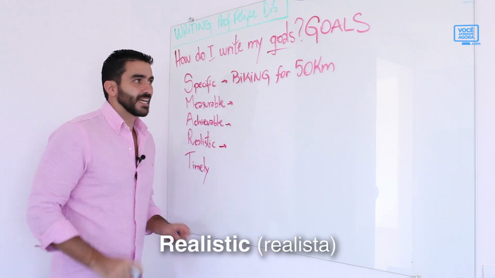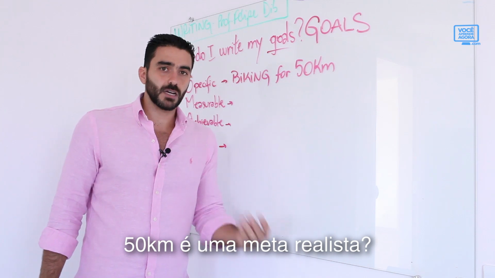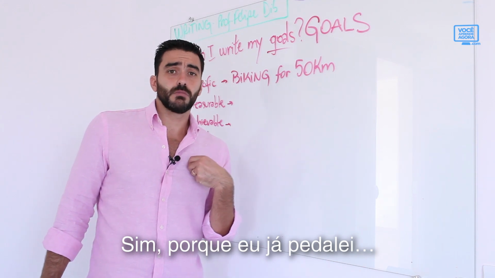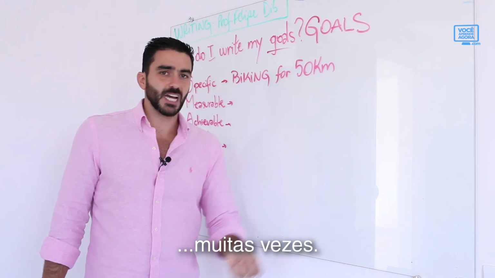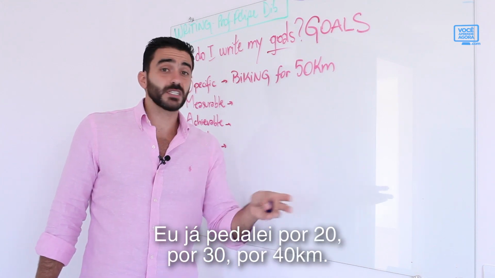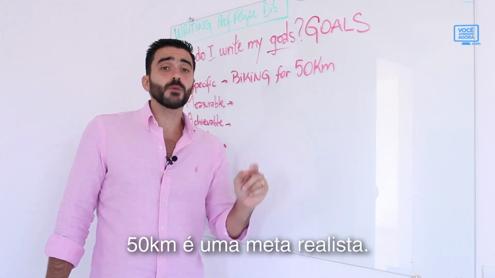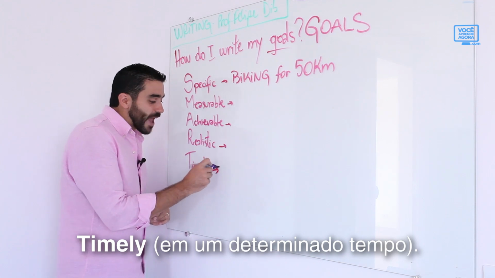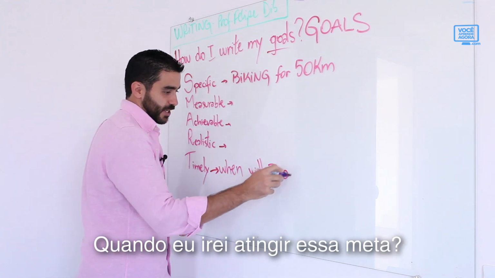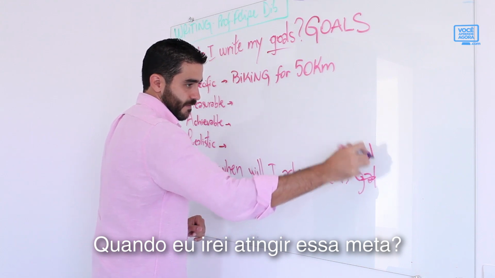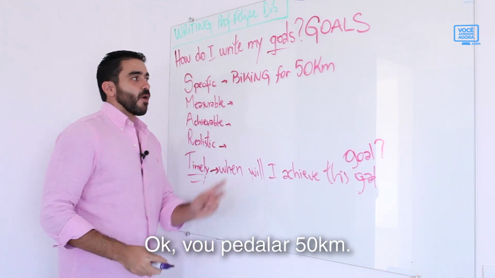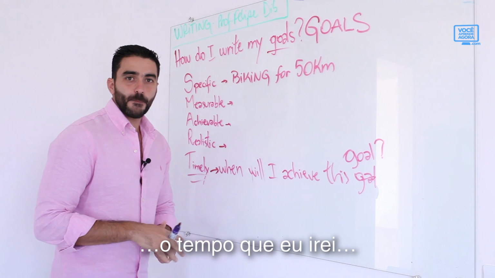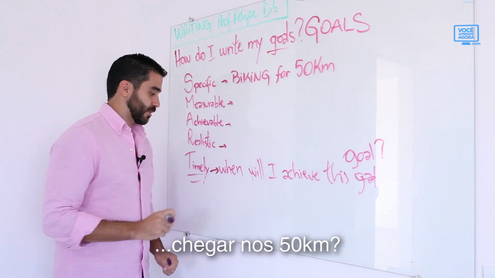R, realistic. 50 kilometers is a realistic goal. Yes, it is, because I have gone biking for 10 kilometers many times. I have gone biking for 20, for 30, for 40 kilometers. So 50 kilometers is a realistic goal. It's possible. And timely. When will I achieve this goal? This is also important. Okay, I'm going biking for 50 kilometers, but what will be the time that I must go biking for 50 kilometers?